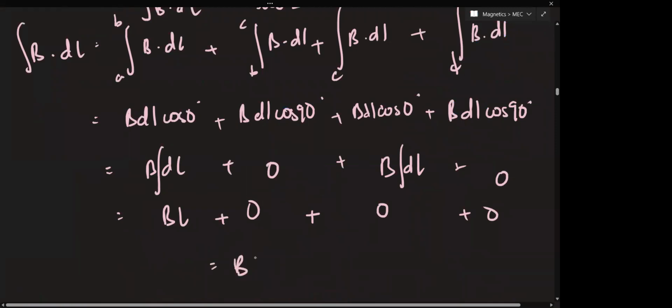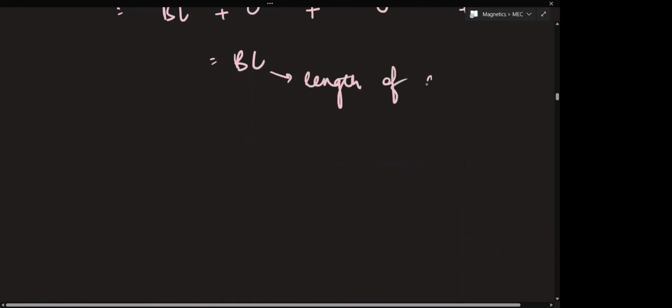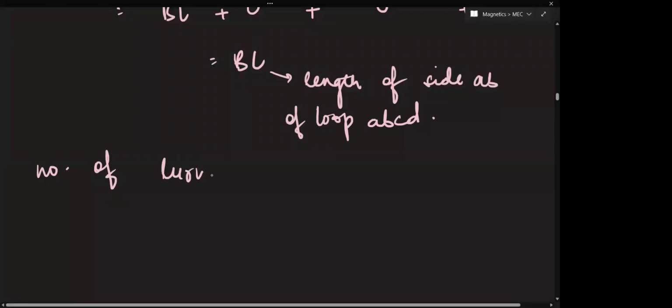So this becomes BL. L is what? L is the length of side AB of loop ABCD. Now let's say the number of turns per unit length is small n. So the number of turns in length L will be what? If per unit length it is n, then for L length, what will be the number of turns?